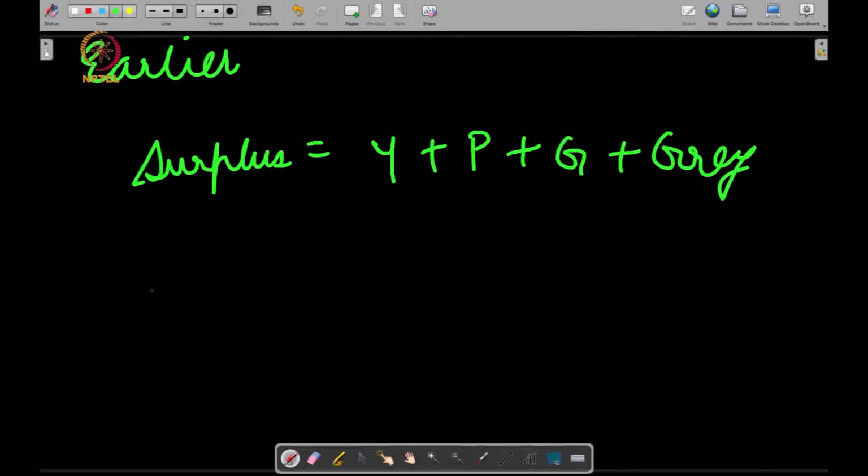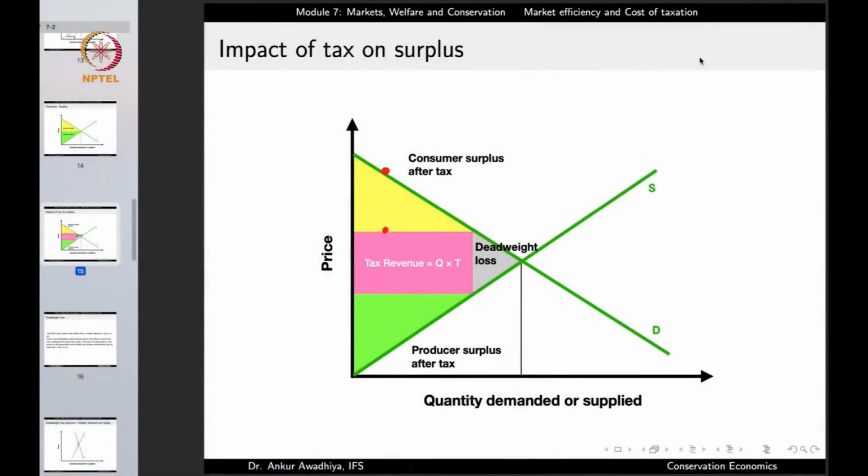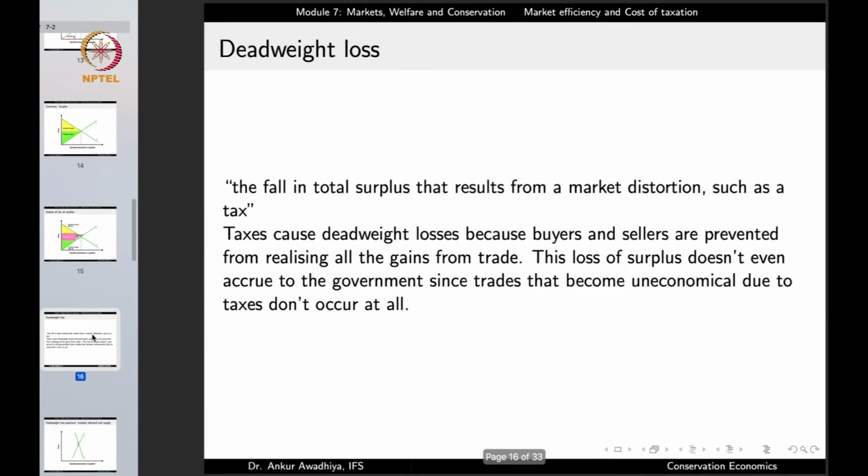So now the surplus is equal to yellow plus pink plus green, which means that this gray portion that was earlier a part of the surplus is no longer a part of the total surplus, because this gray portion is neither a part of the consumer surplus, nor the producer surplus, nor the tax revenue. So there is a reduction in the total surplus. There is a fall in the total surplus that results from a market distortion such as taxation.